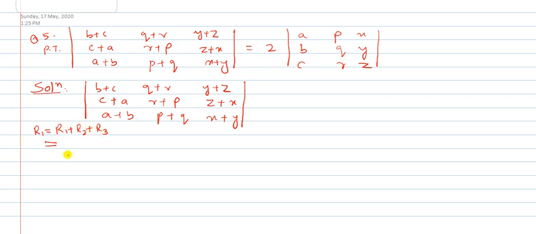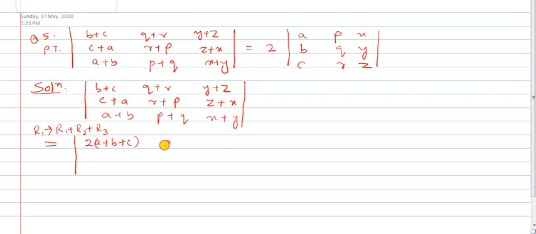So for that what I will do, I will replace row 1 by row 1 plus row 2 plus row 3. Okay, so you can write here your arrow mark also. So row 1 is replaced by row 1 plus row 2 plus row 3. What I am getting, let us see. So here B plus C plus C plus A and A plus B. So here 2 times A, 2 times B and 2 times C. So I can write it as 2 times A plus B plus C.